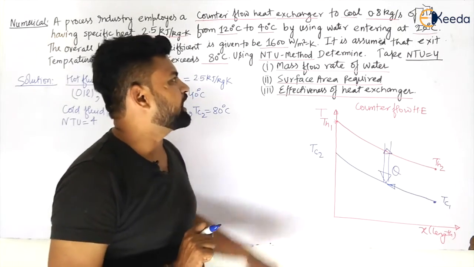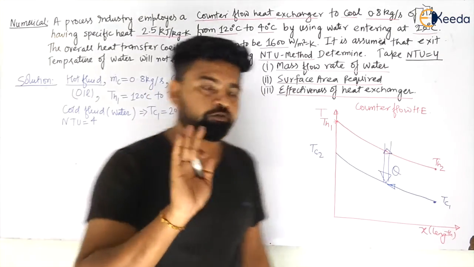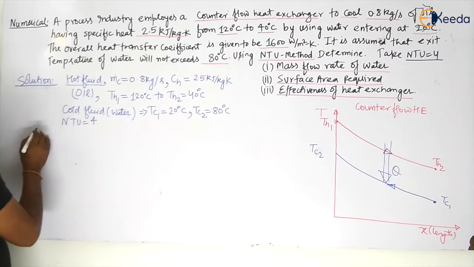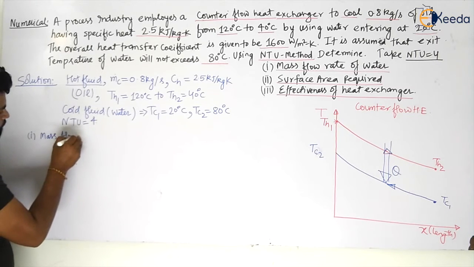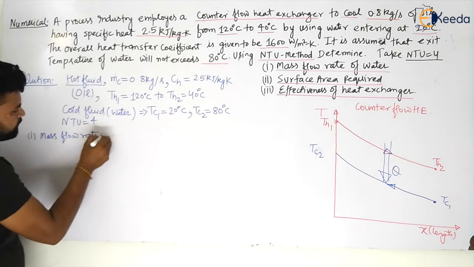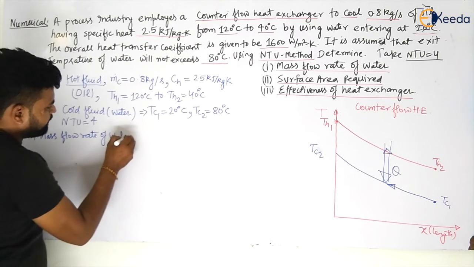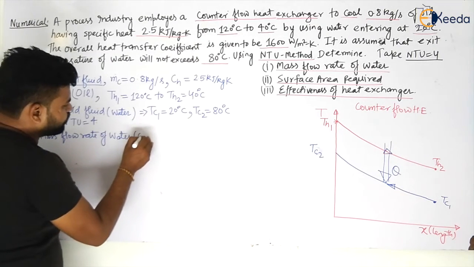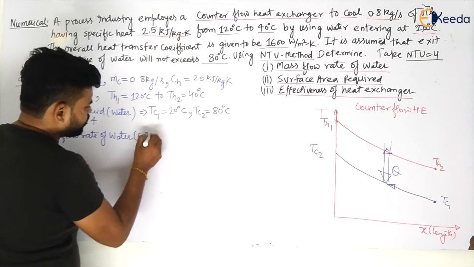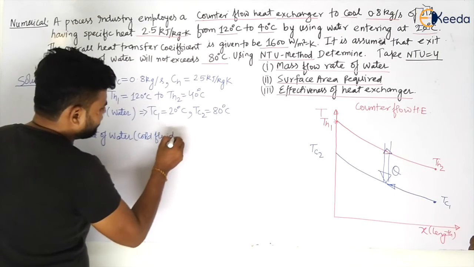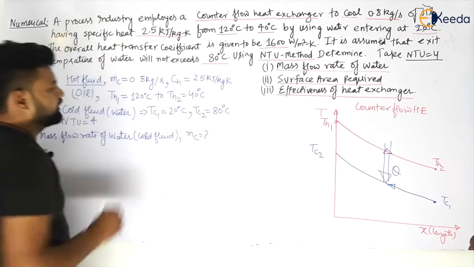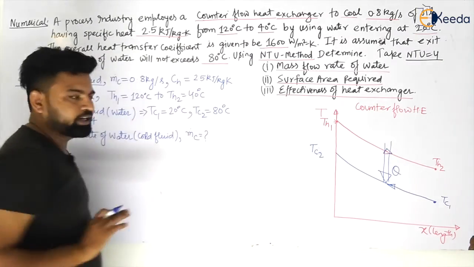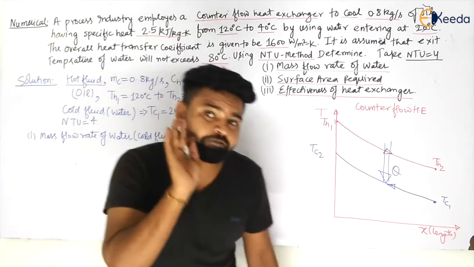Now, first of all, he is asking for the mass flow rate of water. Let us see the first question. We have to calculate the mass flow rate of water, and because we have considered water to be the cold fluid, I will take m dot c to calculate, and Tc1 and Tc2 he has already given.